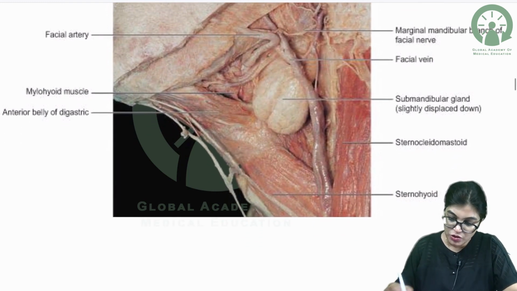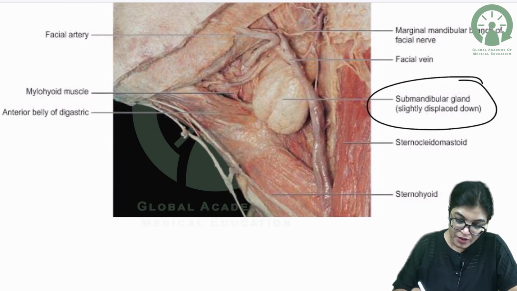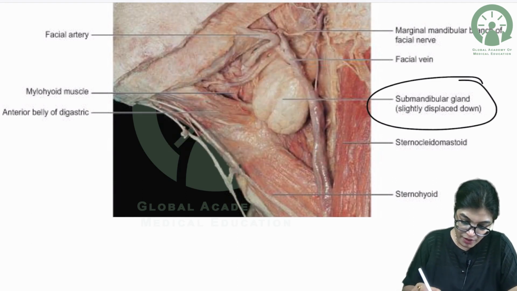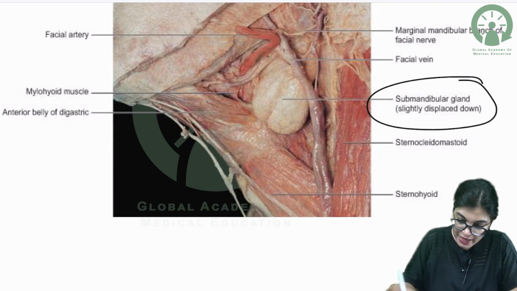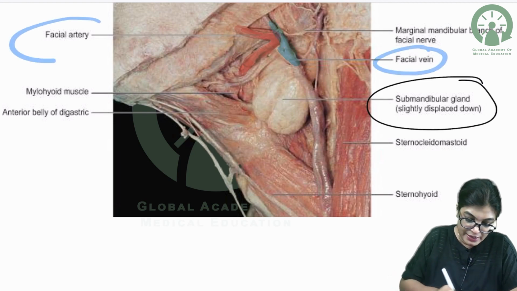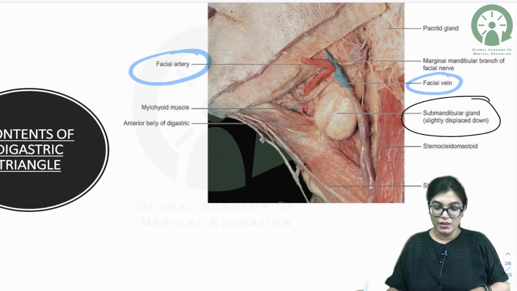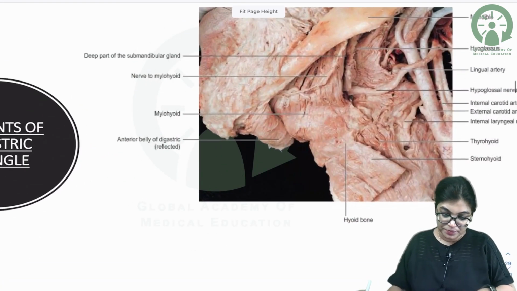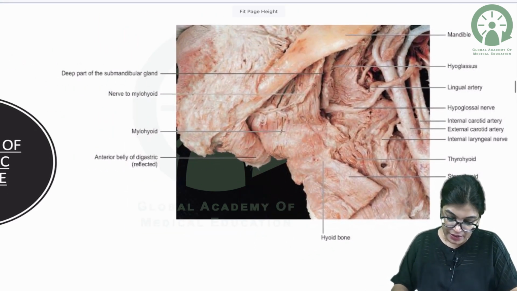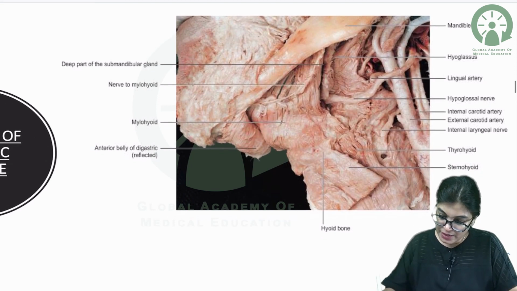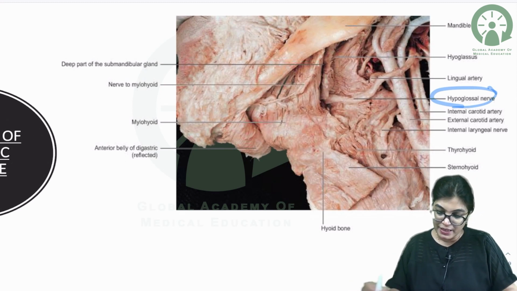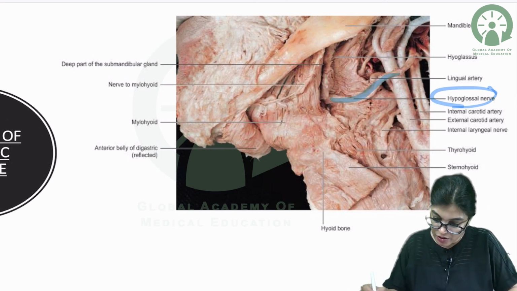Now I want to show the cadaveric image. In this cadaveric image, you can appreciate the submandibular gland as the content. Also in this triangle, you can appreciate the facial artery, and along with it you can see the facial vein. These are the contents shown. Let's talk about the other contents. The other content residing here is the hypoglossal nerve in the anterior part.